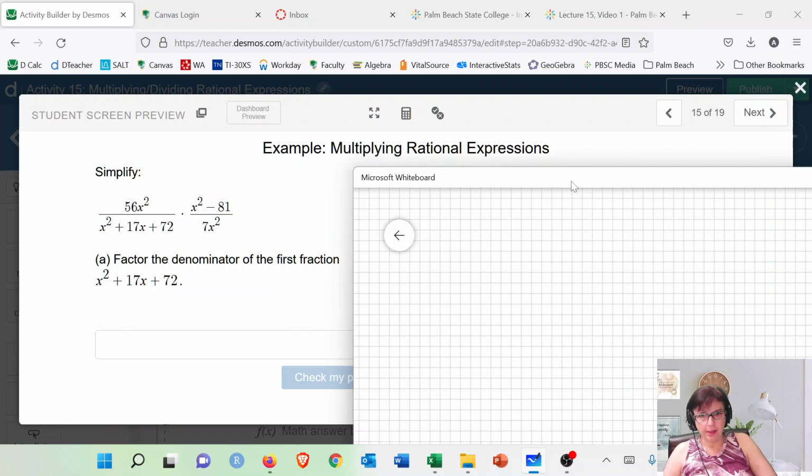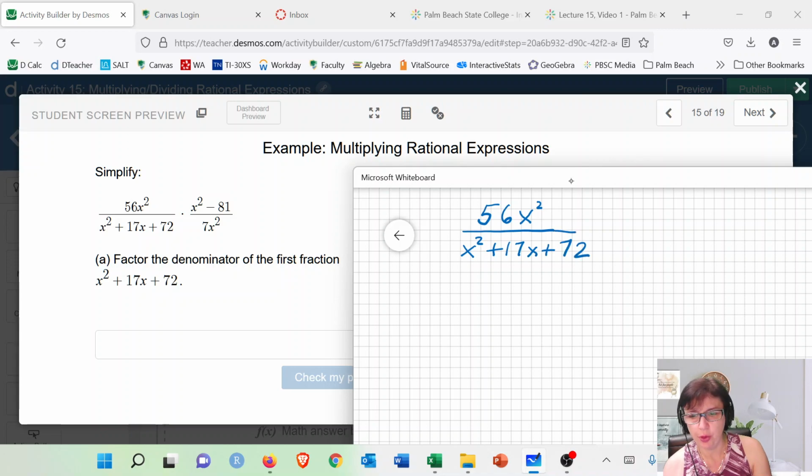Okay, guys, let's go ahead and look at an example of simplifying rational expressions that are multiplied. One thing that you need to know is that whenever you have two rational expressions and they're multiplied, then we are just multiplying straight across. So when you multiply two fractions, you always multiply the tops, multiply the bottoms.